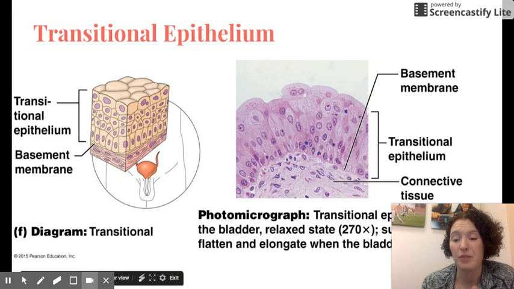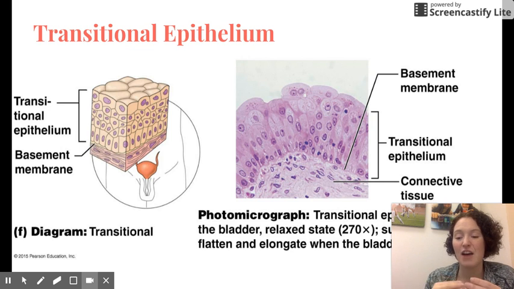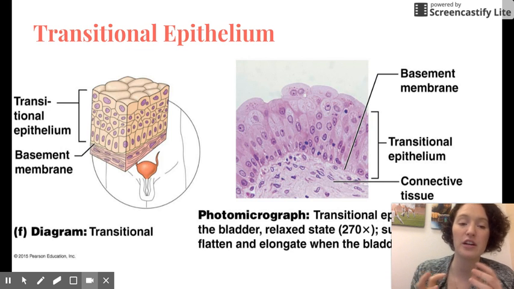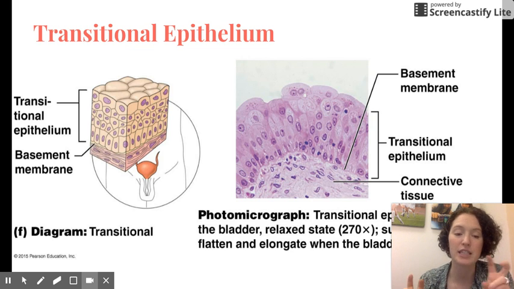In these cases, when they stretch and are relaxed, the cells have the ability to actually slide past each other. And so that's why they change shapes. So it's like making transitions, transitional epithelium, and it allows for the stretching functions of those organs.